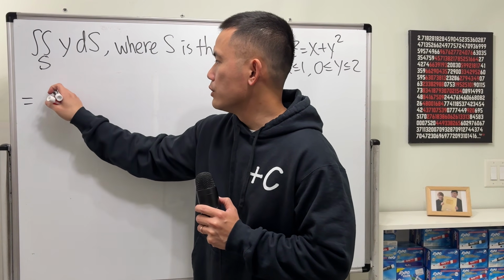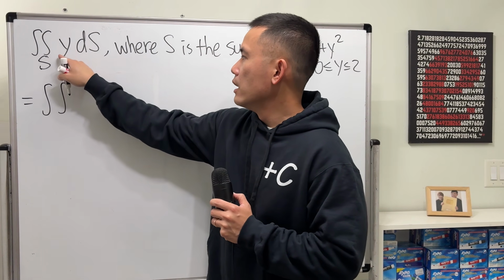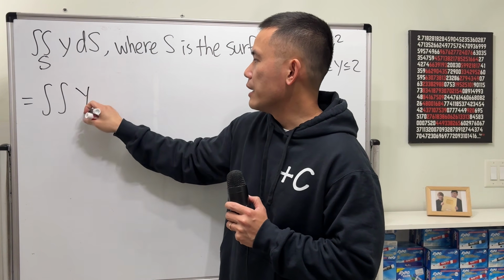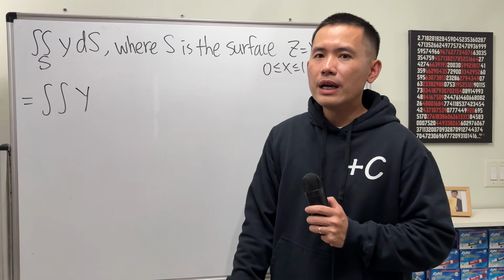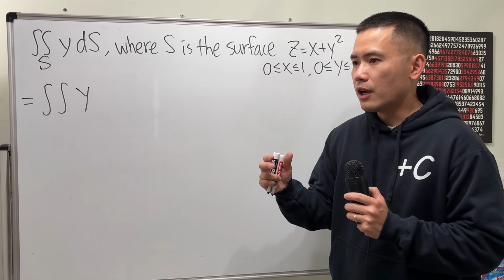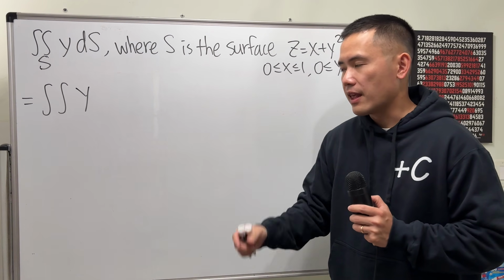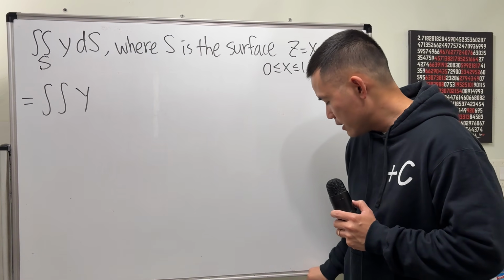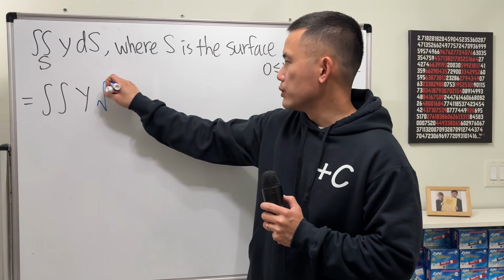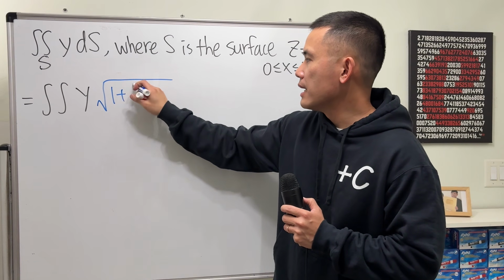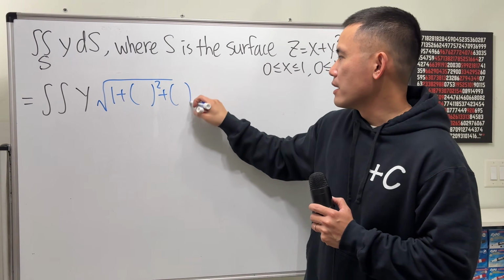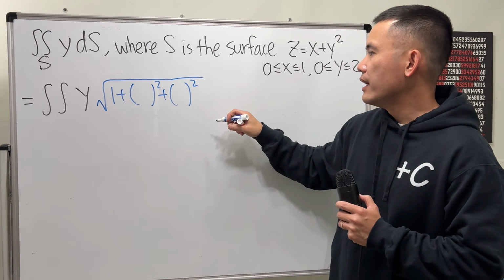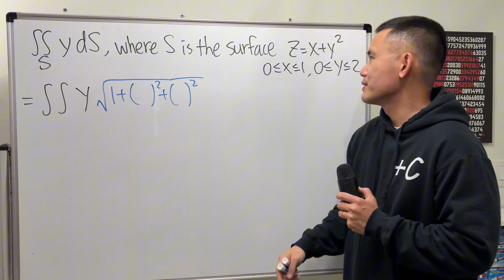Firstly, we'll change this into a double integral. Whatever this function is stays the same. But for the dS, we are going to change that in terms of dx, dy, and something else. And that thing right here is this. We need the square root of 1 plus something squared plus something else squared. And then we have to figure out these two things.